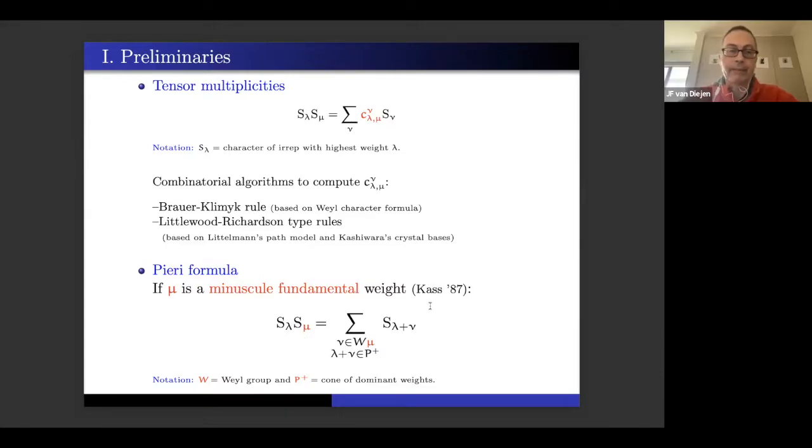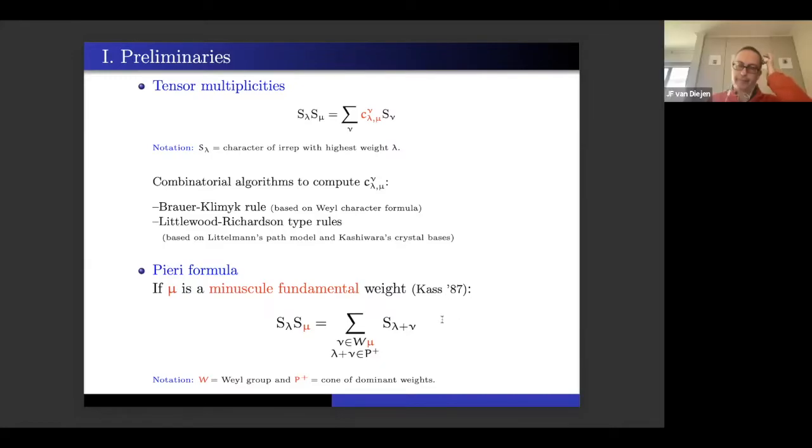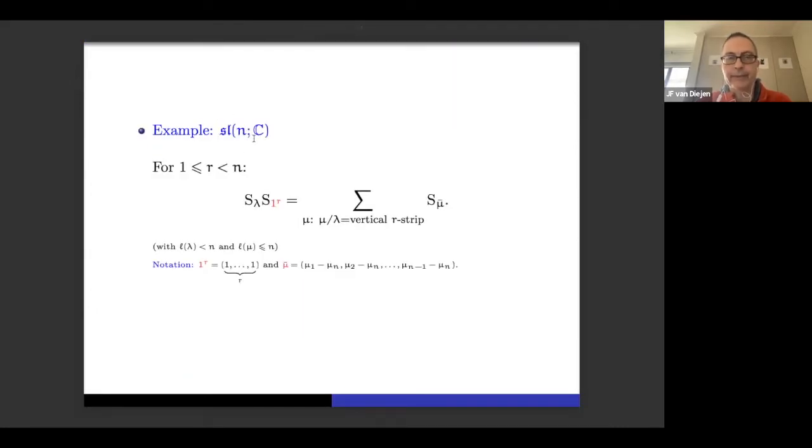I don't know, maybe the formula was known before, but these are the earliest places where this formula can be found. Okay, so this works very well, for instance, for SLN. If you have SLN, this is the classical example.